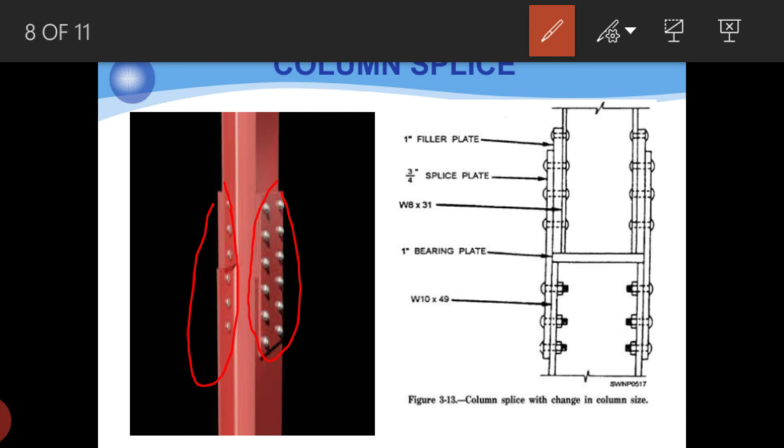If they are used for the flange, they are called flange splice plates. If they are used for the web, they are called web splice plates. These are provided when the available length is less than the required length of the member, and this type of splice is used.